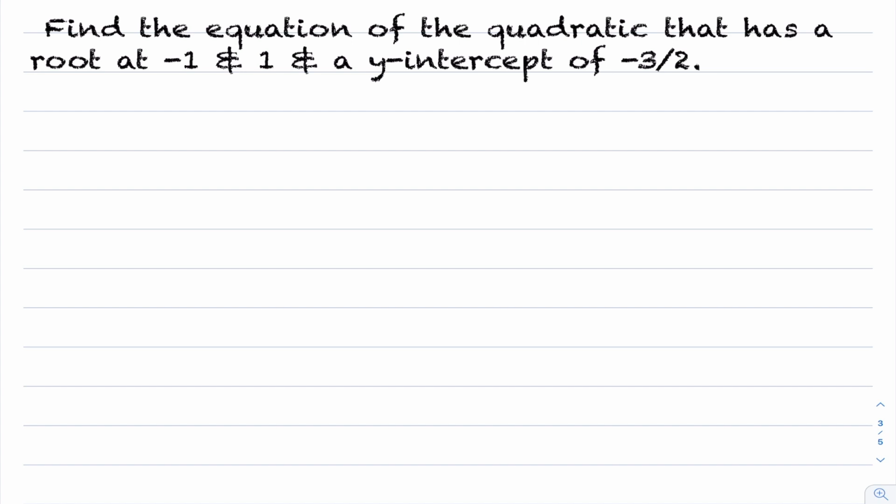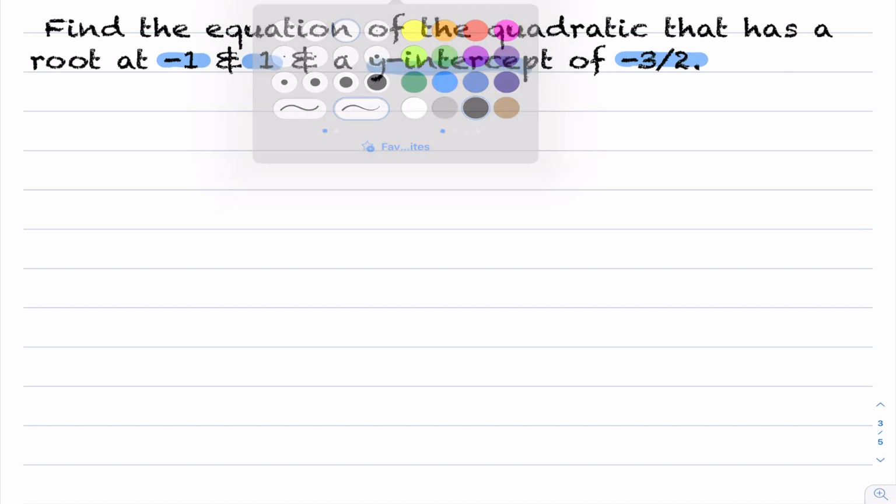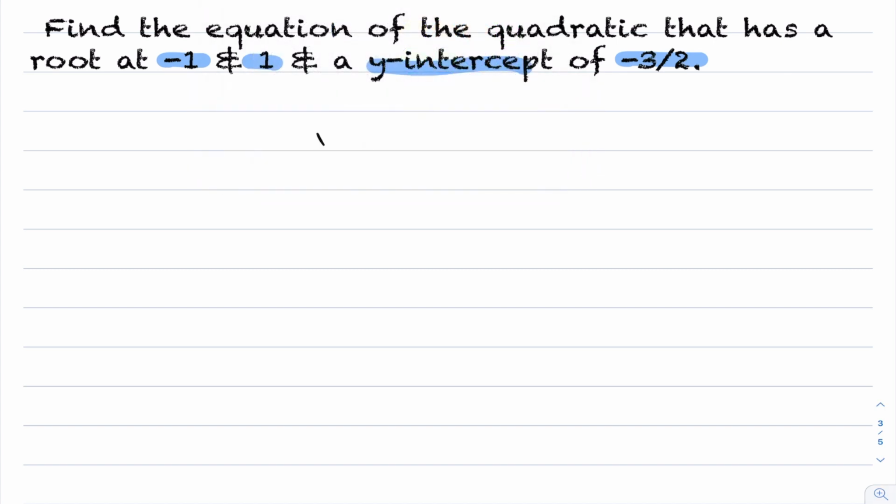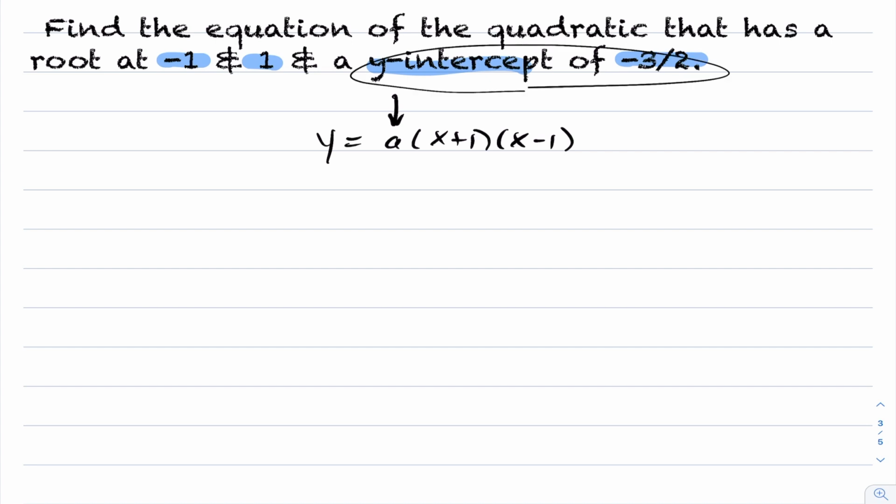So in this equation here, it says find the equation of the quadratic that has roots at -1 and 1 and has a y-intercept of -3/2. So again, they gave us 2 roots here. And the reason this problem is interesting is they gave us 2 roots, so I'm going to go to my factored form. So here I have roots at 1 and -1. I want to find my a value, but they didn't really express it as a point. Well, the question becomes, how do you express your y-intercept as a point?